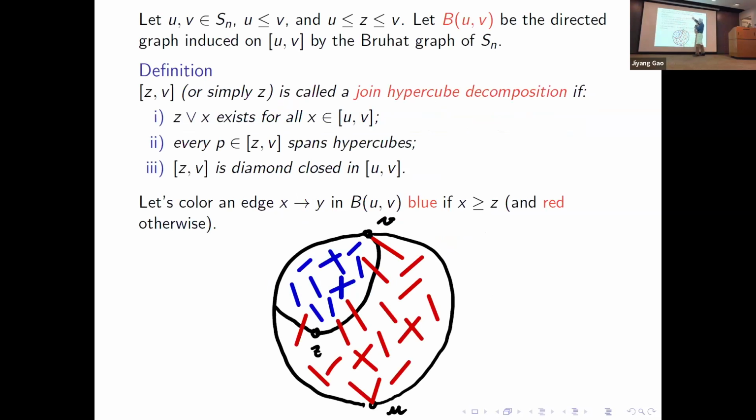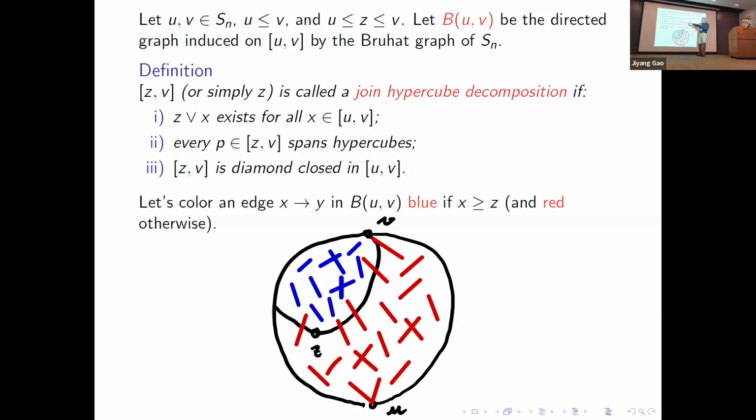So what we denote by B_UV is the directed graph induced on the closed interval UV, so all permutations between U and V, in Bruhat order, the Bruhat graph. I'll say that Z is a joint hypercube decomposition if these three conditions are satisfied. One is that Z join X exists for X in your interval UV. The second one is that every P in Z_V spans hypercubes. And the third one is that Z_V is diamond closed in U.